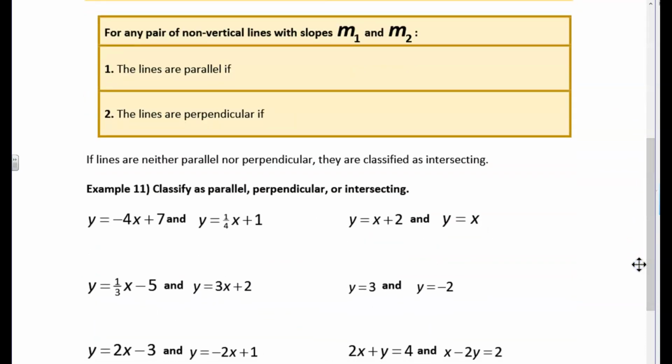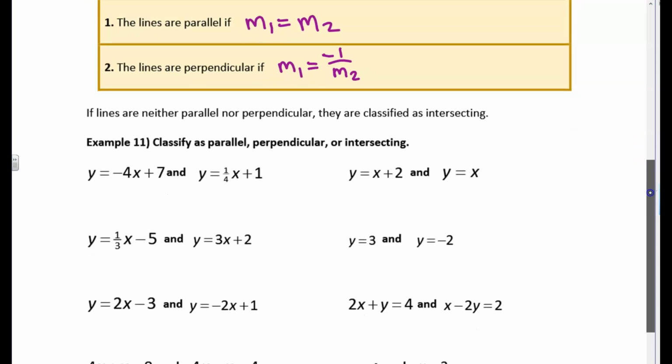All right, let's talk about parallel and perpendicular lines. Lines are parallel if their slopes are equal. So if m1 is equal to m2, if they're exactly the same. Lines are perpendicular, on the other hand, if my first slope is equal to the negative reciprocal of the second slope. That means the slope is an inverted fraction of itself and it's negative.